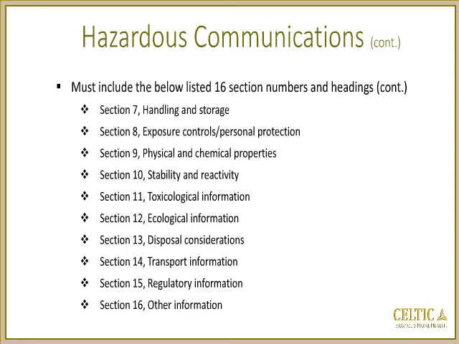Section 14 deals with transportation information, and provides guidance on classification information for shipping and transporting of hazardous chemicals by road, air, rail, or sea. Section 15 deals with regulatory information, and identifies the safety, health, and environmental regulations specific for that product that is not indicated anywhere else on the SDS. And lastly, Section 16 deals with other information, which includes the date of preparation or last revision of the SDS.